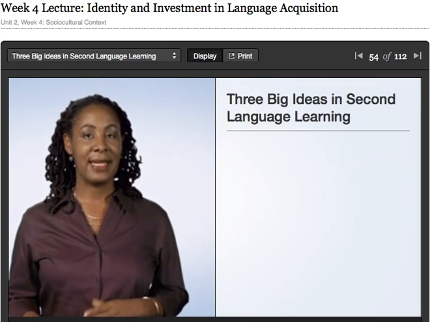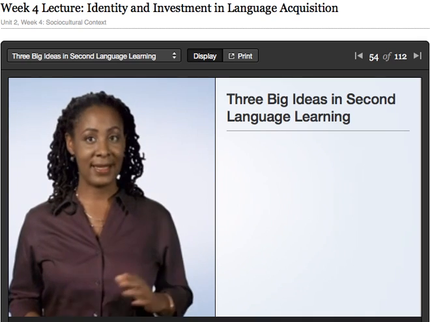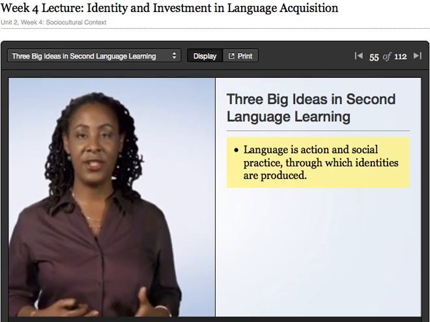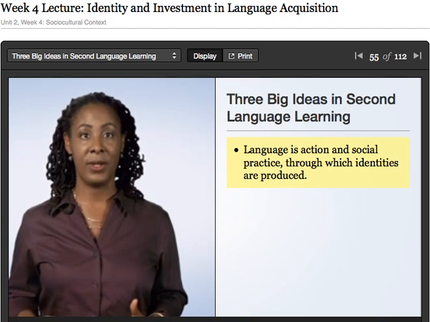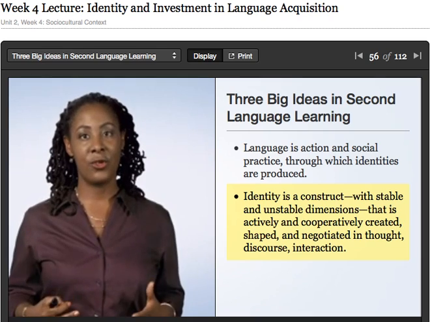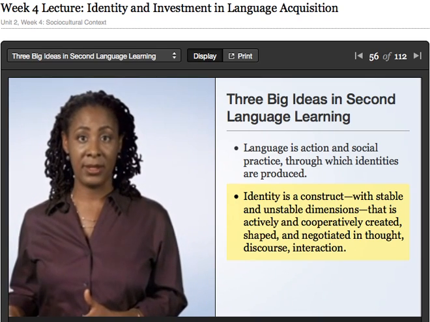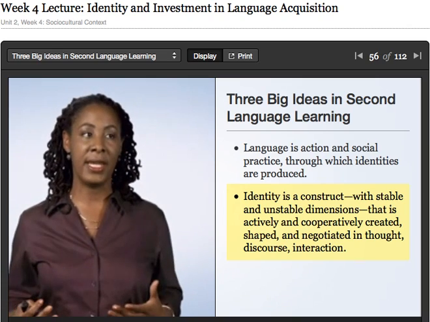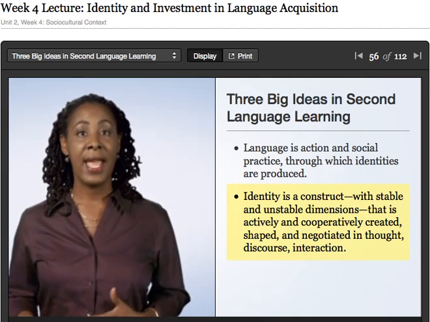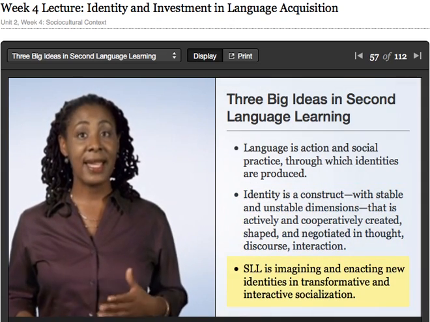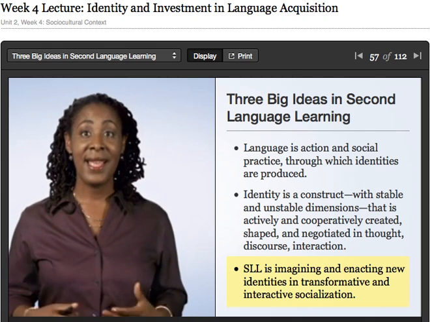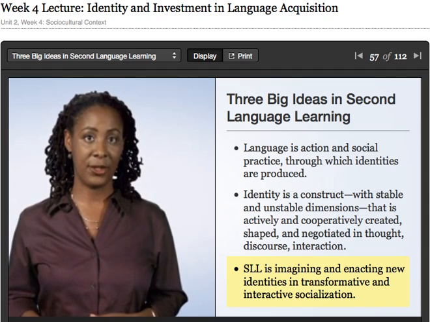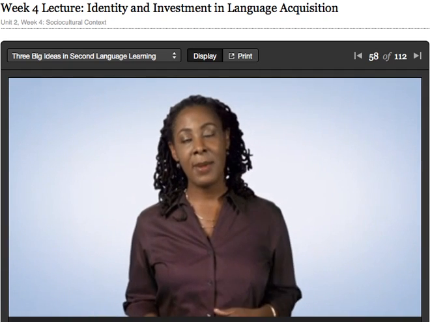So, there are three big ideas in second language learning that can be summarized as such. Language is action and social practice, and through this action and social practice, identities are produced. Secondly, identity is a construct with stable and unstable dimensions that's actively and cooperatively created, shaped, and negotiated in our thoughts, discourse, and interaction. And finally, second language learning is first imagining and then enacting new identities in transformative and interactive socialization.